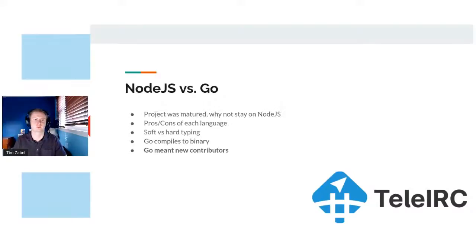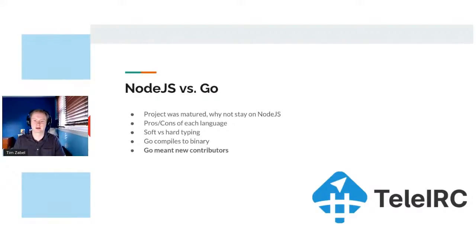And so this came into what are the really big differences between Node.js and Go. We have this mature project, so why don't we just stay on this language and just iterate from there? And our main thinking was that Go has pretty good static typing and also compiles directly to a binary. And Go also meant a lot of new contributors for us.